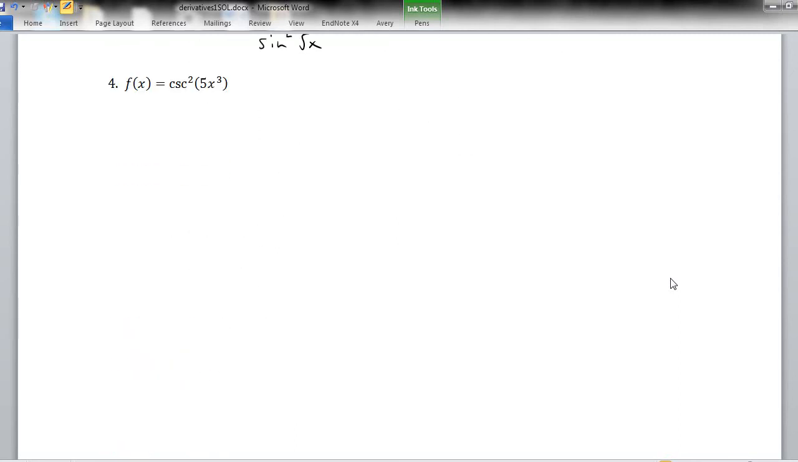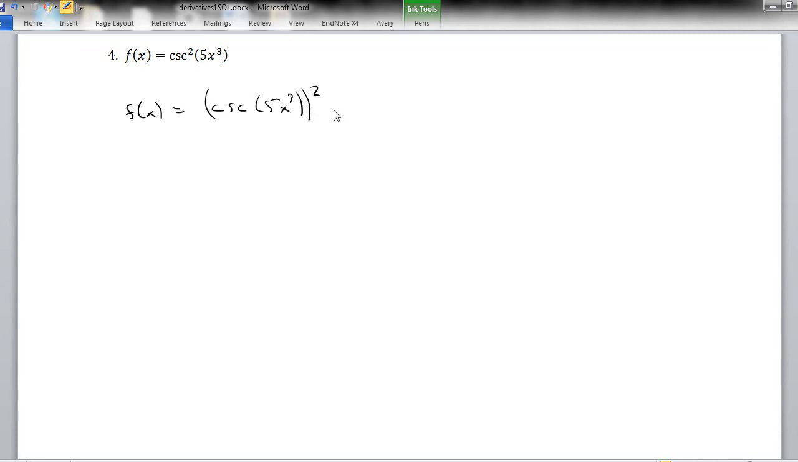All right, last but not least, we got a cosecant squared in here. So we should try and rewrite this thing before we take its derivative. Cosecant squared means compute the cosecant, and then square the whole thing in the end. So we have a 5x cubed function inside of a cosecant inside of a square. So we're composing three functions here. We're going to have to use the chain rule twice.